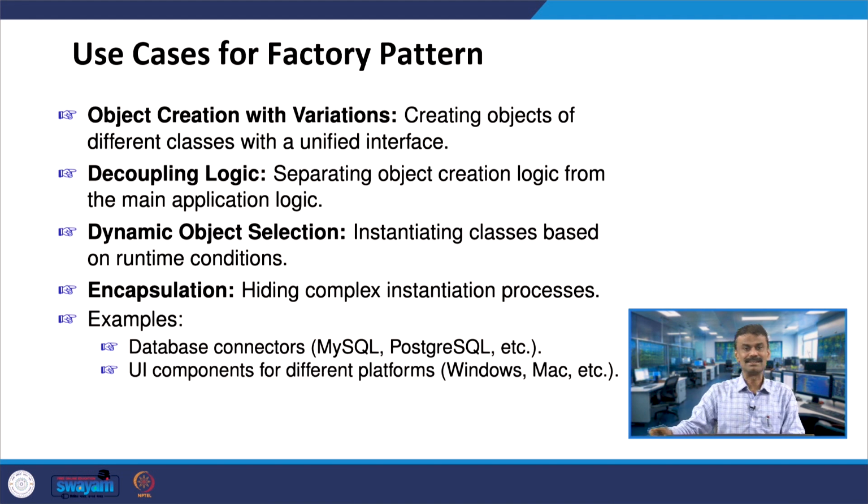So, you have a class and then star object, right. When we use the factory pattern, it is instantiating classes based on runtime conditions. The next use case is encapsulation, hiding complex instantiation processes. So, what are all the couplings we can have? The database connectors, MySQL, PostgreSQL, SQL, etc., we can do that, and user interface components for different platforms like Windows, Mac, etc. You have the factory pattern. So, these are all the use cases for the factory pattern.